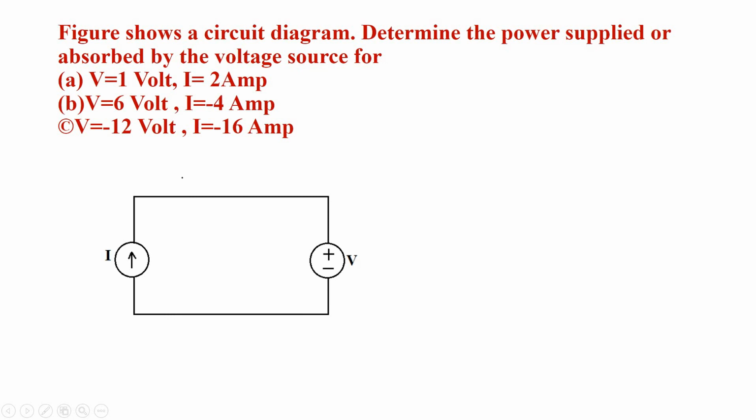And next, consider the second condition. V is equal to 6 volt and I is equal to minus 4 ampere. Here minus 4 means both are opposite with each other, that is 4 ampere. See, power delivered here. So what is power delivered? 6 into 4 equal to minus 24, 24 watt.